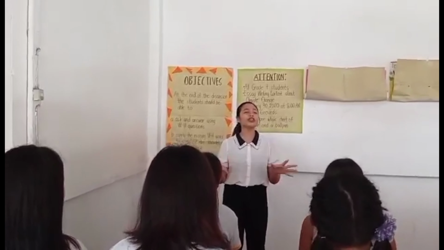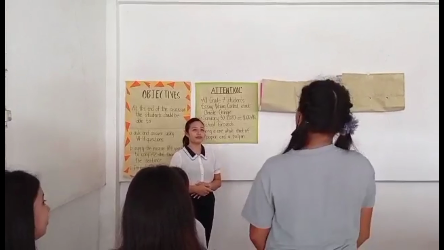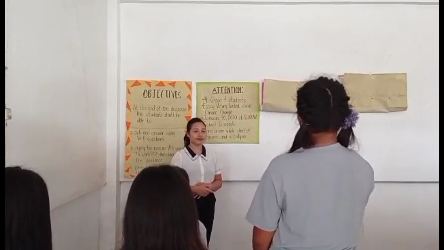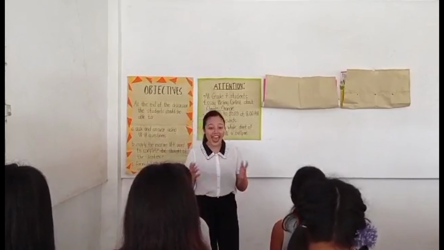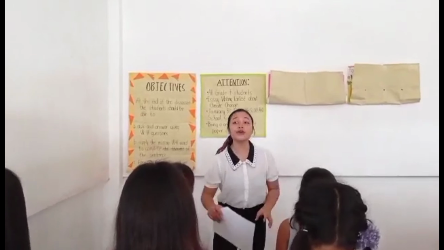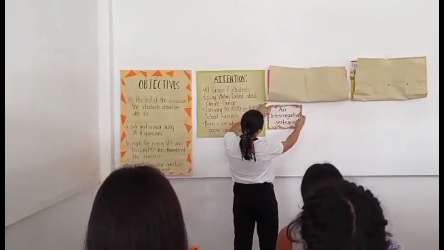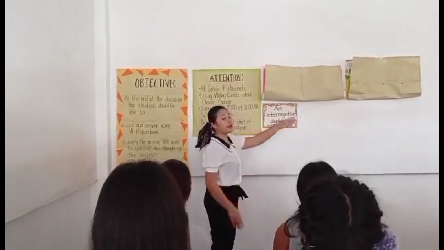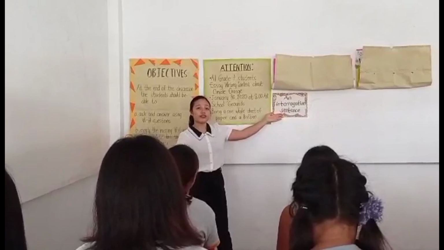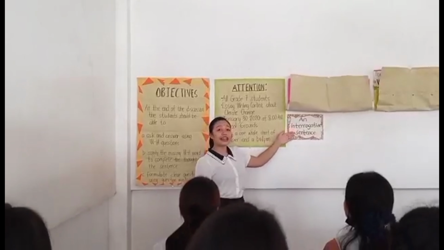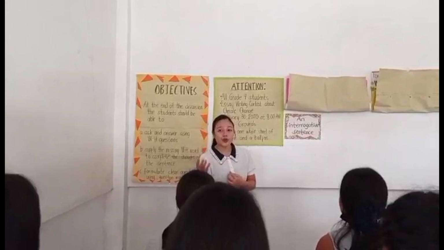Yes, ma'am. Okay, what are the examples of WH questions? Okay, Miss Eliza. WH questions, ma'am, are what, who, when, where, why, and how. Very good. And also, WH questions are an interrogative sentence. So, as you have said earlier, an interrogative sentence is a type of sentence that asks questions.